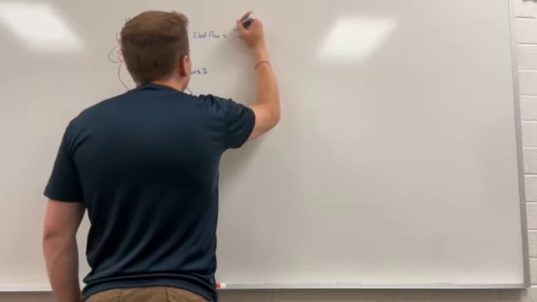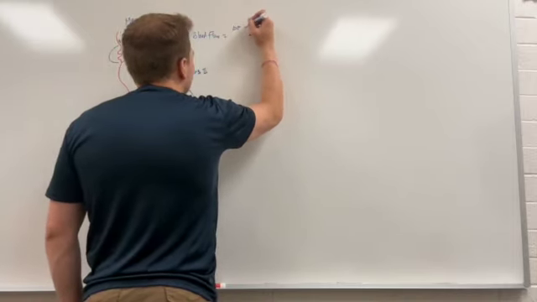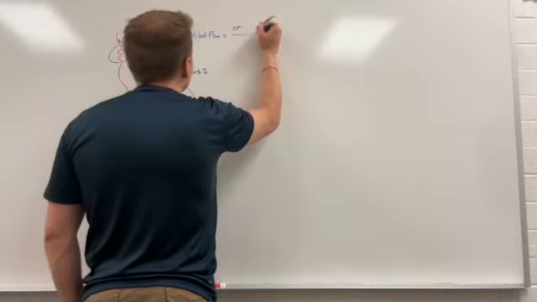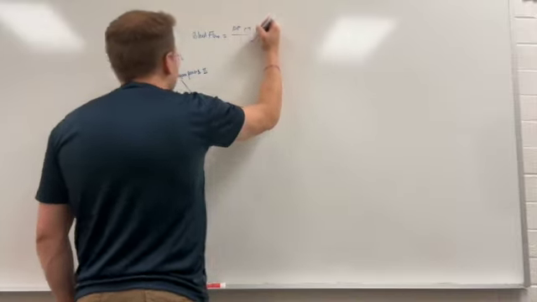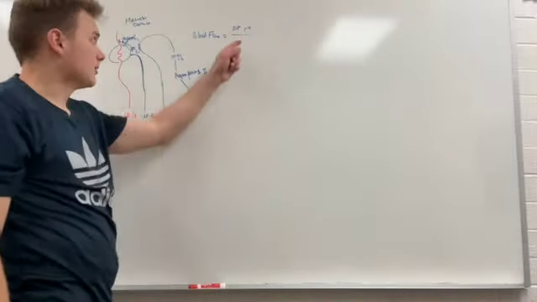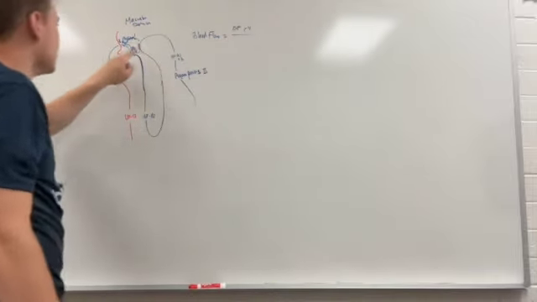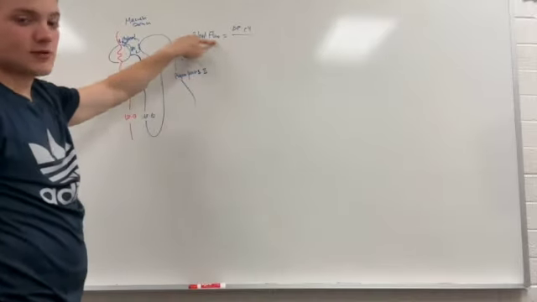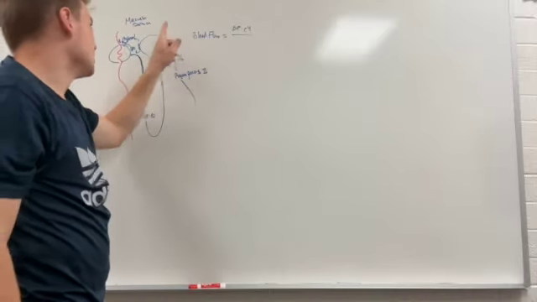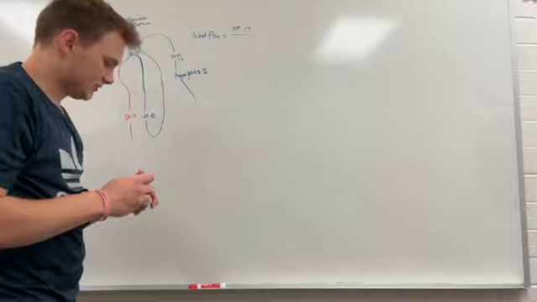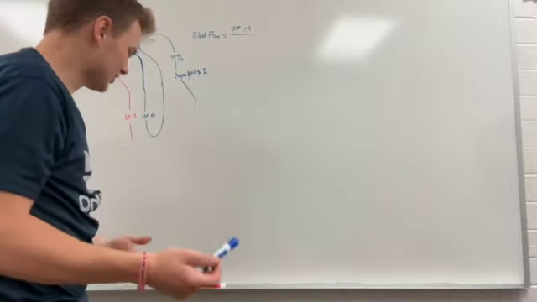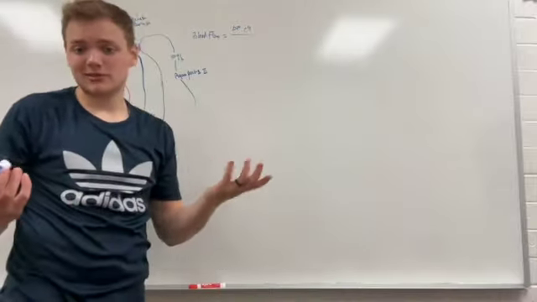There's a couple variables like delta P and other stuff, but the important thing is that r to the fourth is on top here. As our radius decreases, our flow rate is going to decrease as well, and as the radius increases, our flow rate is going to increase. For me, it seemed kind of counterintuitive because of Bernoulli's principle, but that's just how it works.